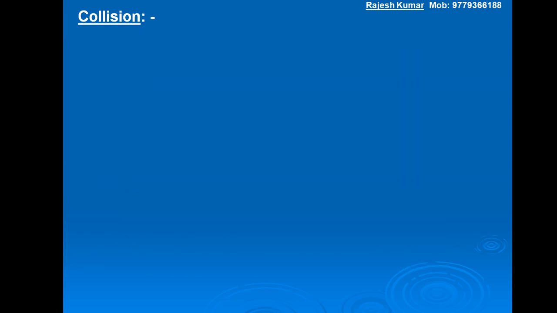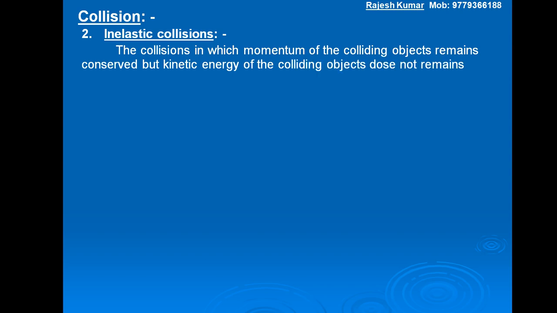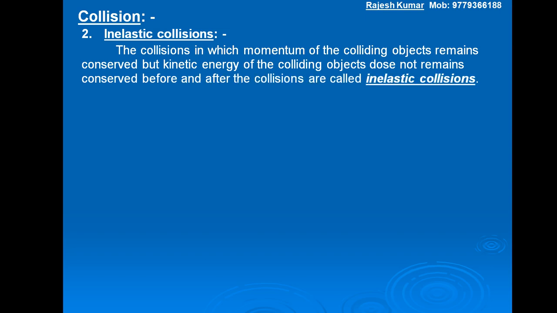Now second type, inelastic collision: the collision in which momentum of the colliding objects remains conserved, but kinetic energy of the colliding objects does not remain conserved before and after the collision, is called inelastic collision.